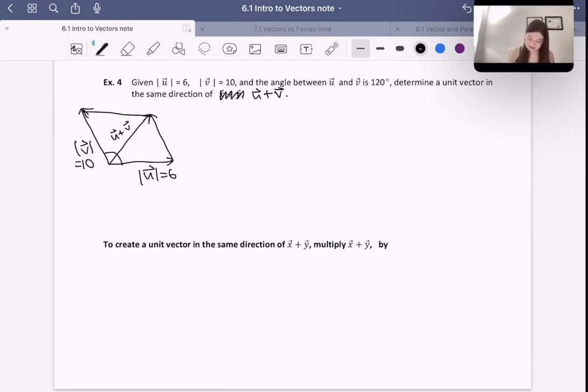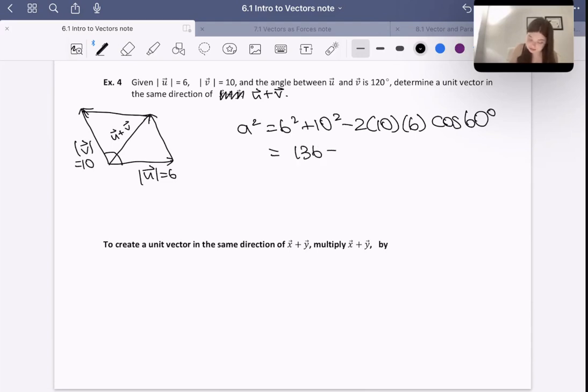So let's do that. Let's say that a squared equals 6 squared plus 10 squared minus 2 times 10 times 6 times cosine of 60 degrees, which is equal to 136 minus 60, which is, let's see, 76? I believe so, 76. So therefore, a is about 8.72, right? Okay, awesome.